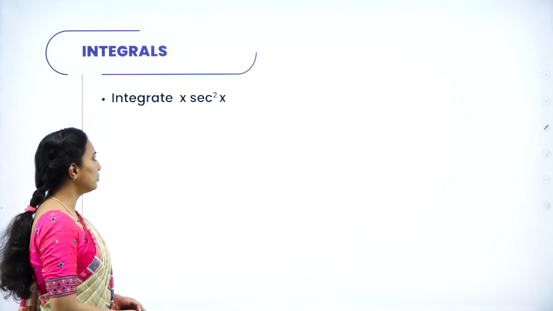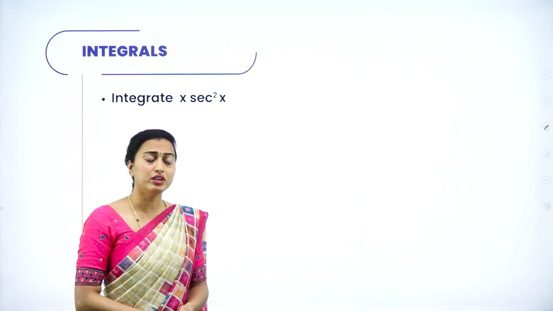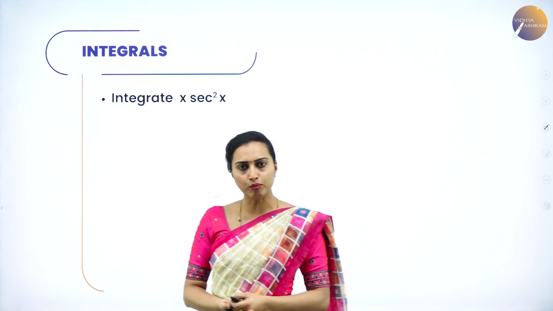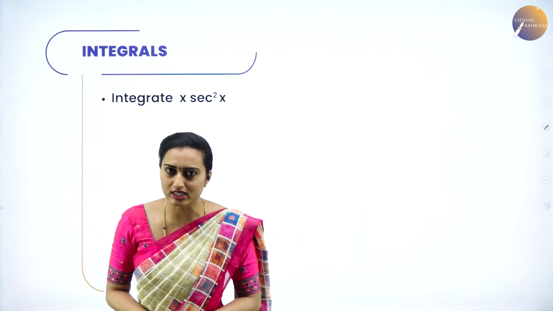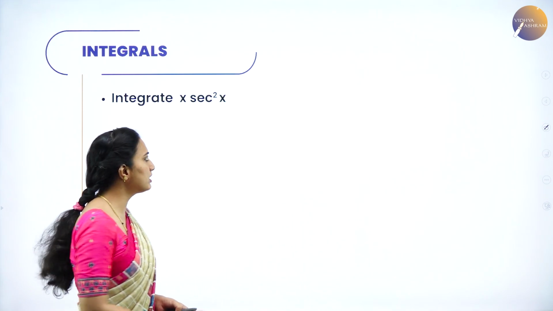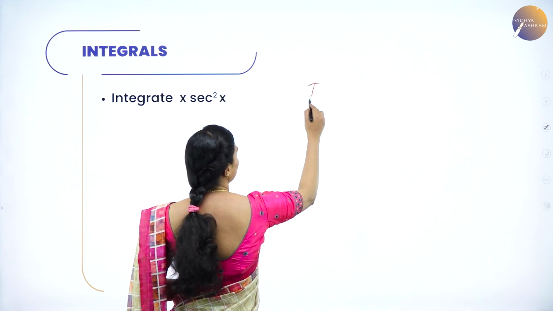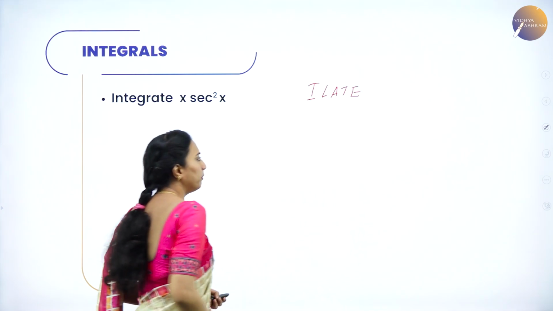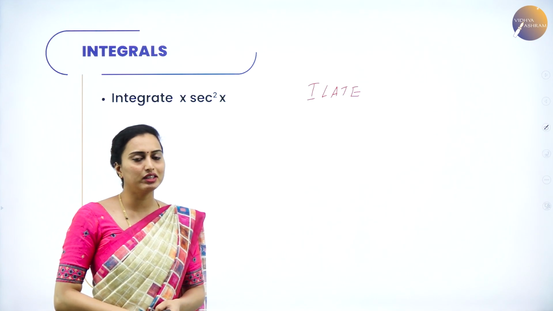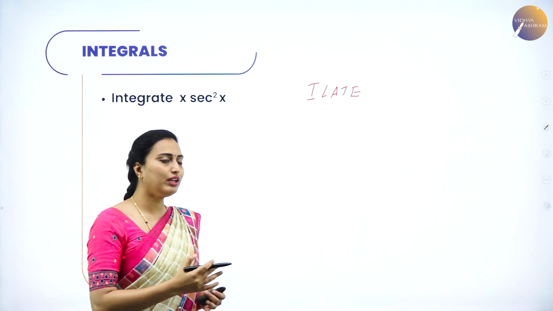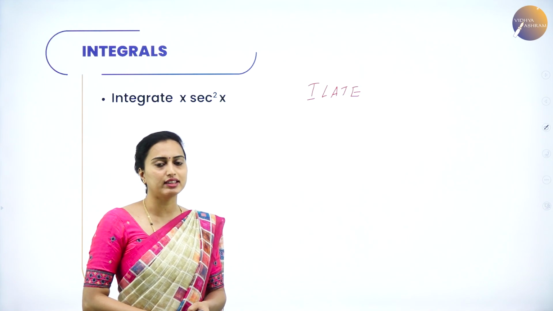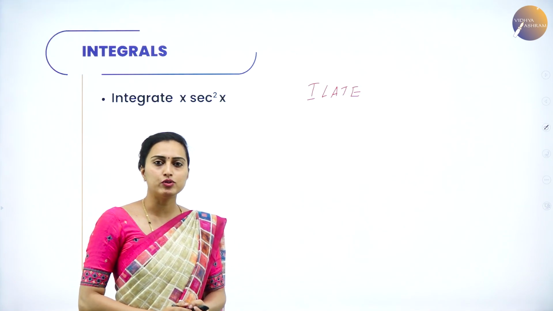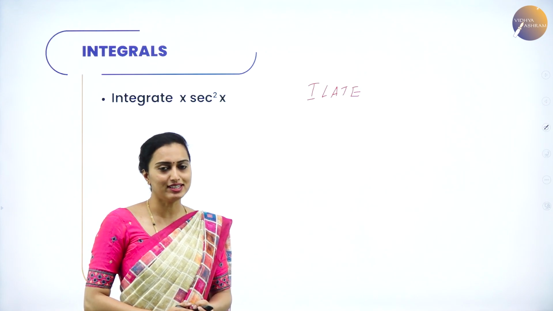Here x into secant squared x. Now here when they have given integral by parts, you have to know the formula as well as the rule, isn't it? What is the rule called? Rule is nothing but ILATE rule. What is ILATE rule? I is nothing but inverse trigonometry and L is nothing but logarithmic, A is algebraic, T is trigonometric and E is nothing but exponential. According to this order only, you need to select the given functions, isn't it?